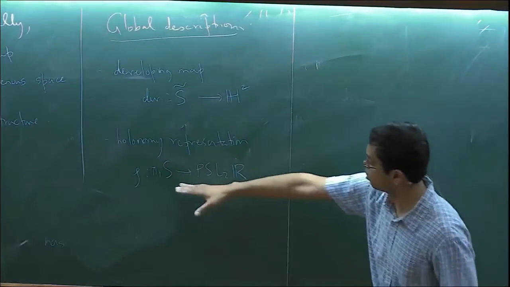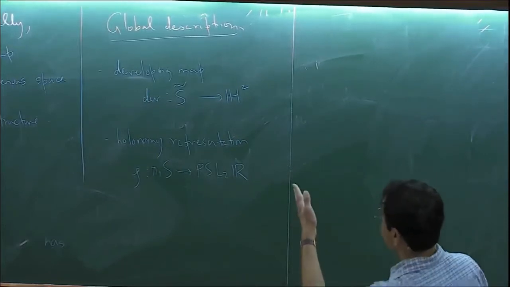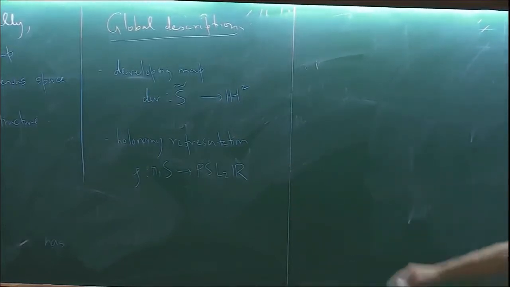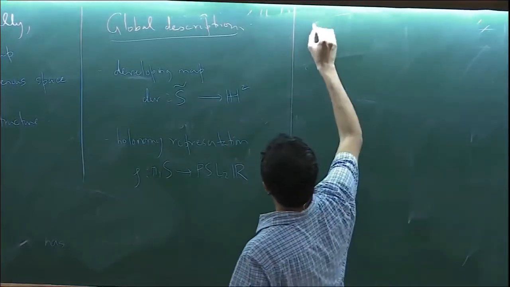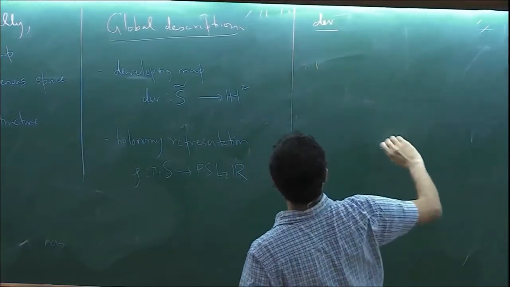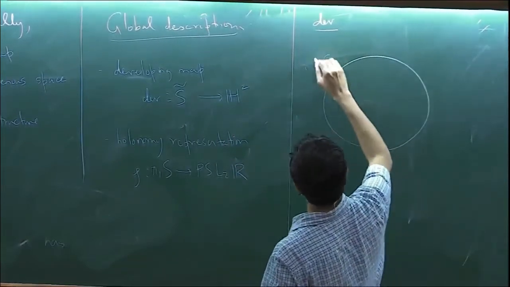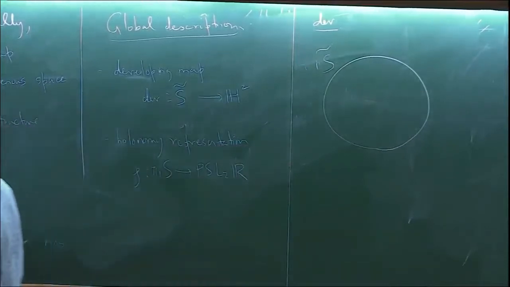So this is a representation of the fundamental group to PSL2R. Okay, so let me try to describe what these are. So the developing map is obtained... So here's the universal cover. So what you want to do is you want to define, instead of these local charts to H2, something globally, a map from the surface to H2.